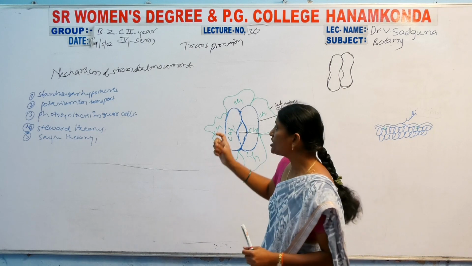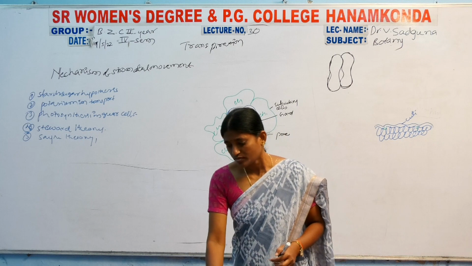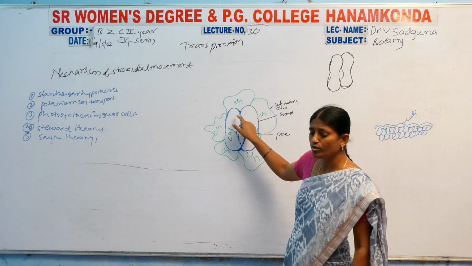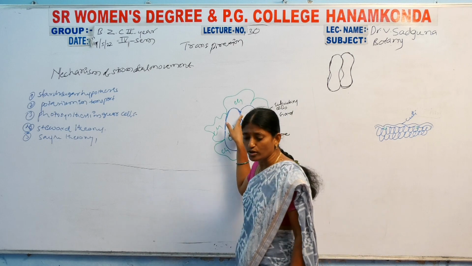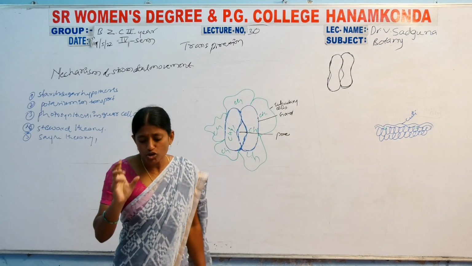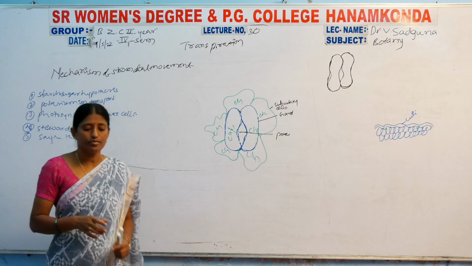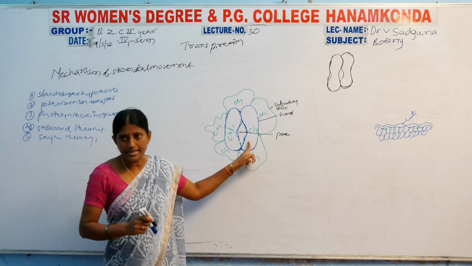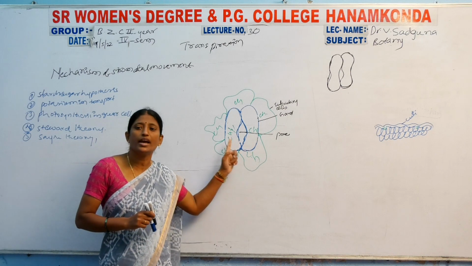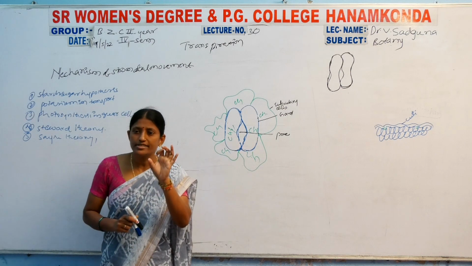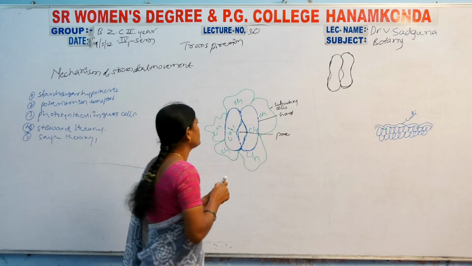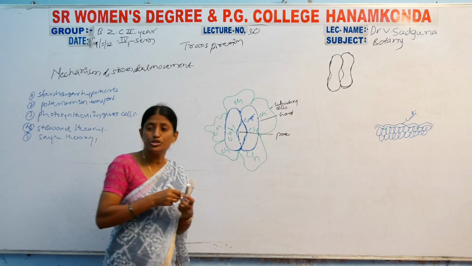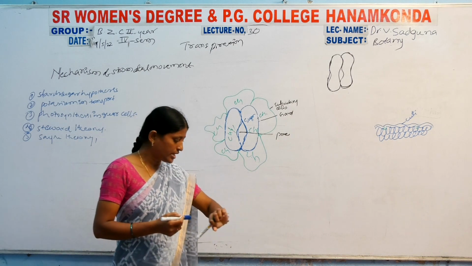So here, the starch-sugar hypothesis. For example, in most of the stomata, the sugar and the ions are mostly present in the guard cells. The guard cells have chloroplast with sugars.